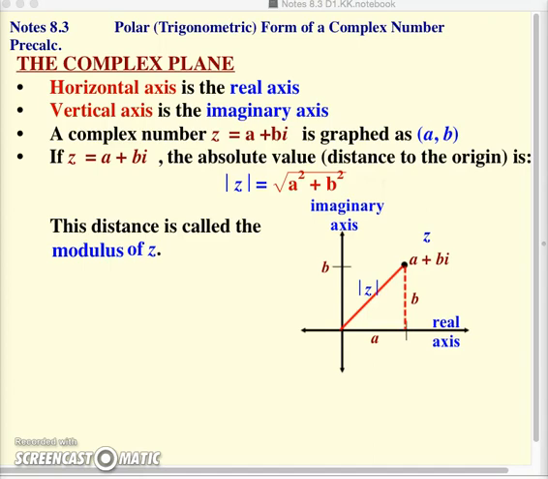Okay, these are the notes from 8.3 day 1. We're going to start talking about how polar relates to the complex number system.